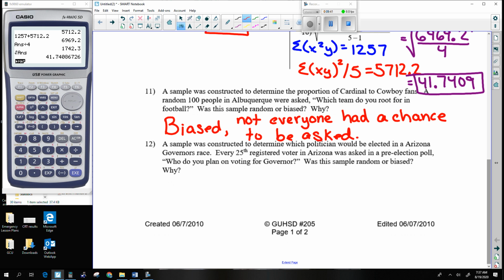Okay, next, a sample was constructed to determine which politician would be elected in an Arizona governor's race. Every 25th registered voter in Arizona. Okay, so if I want to know who's going to win a race, I need to know a sampling of who's voting, like the people that vote. And so what I asked is people who vote, right? Obviously not everyone, but nobody was specifically excluded. So this is random.